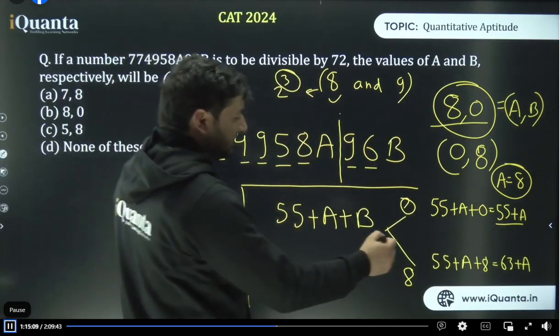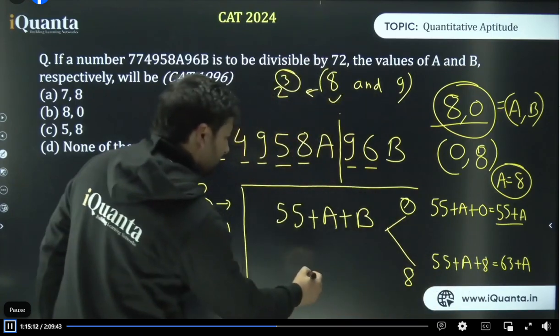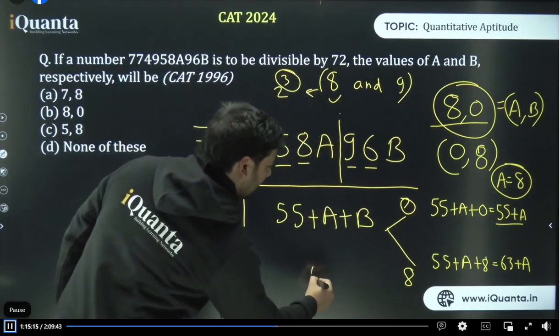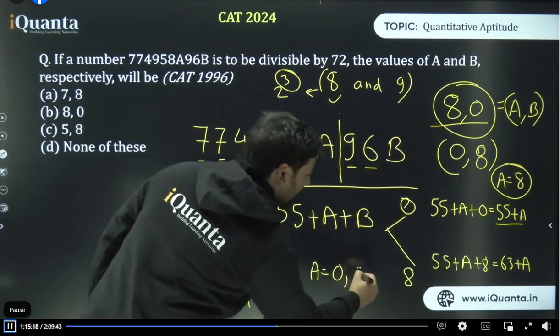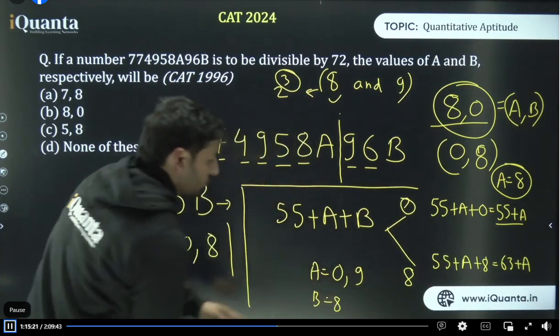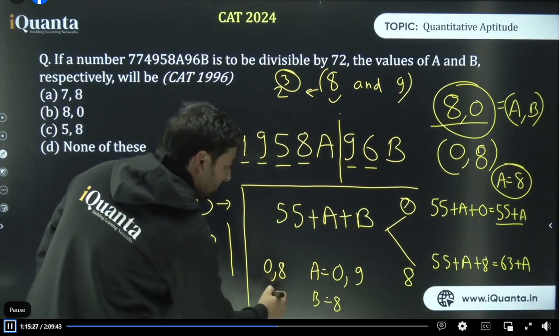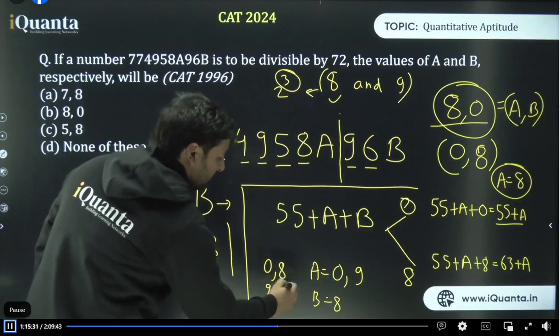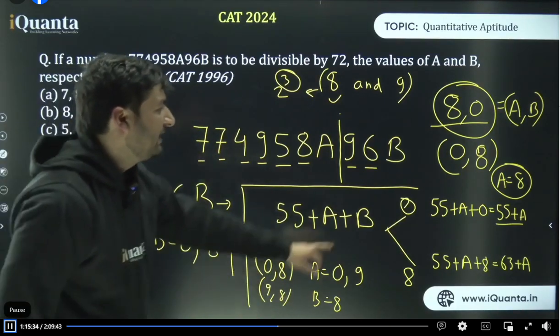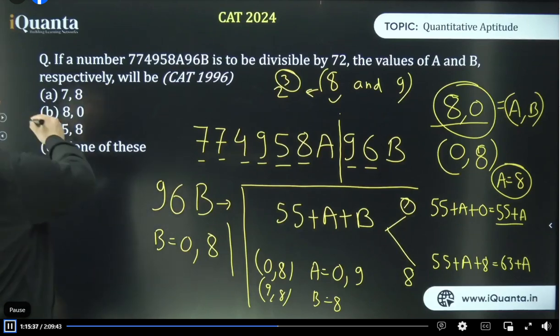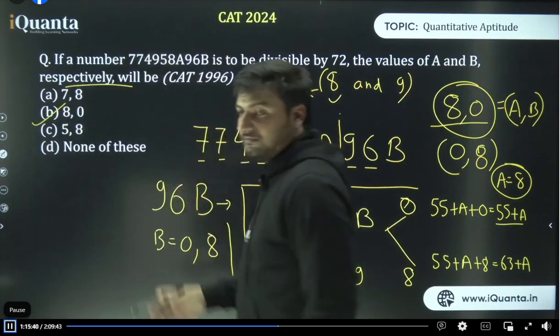So another pair that I'm getting is a can be 0 and 9 in this case when b will be 8. So a and b, what am I getting? I'll get 0, 8 as one pair and 9, 8 as one pair, isn't it? I'm getting 0, 8, 9, 8 and 8, 0. Which one is present in the options? Option B, 8, 0, because I have been asked the respective.